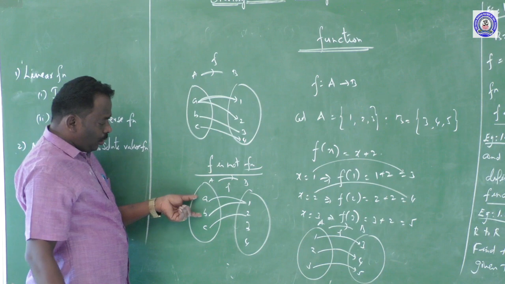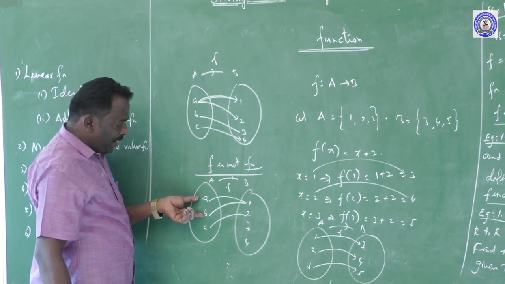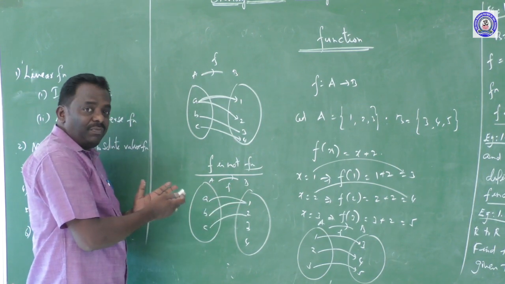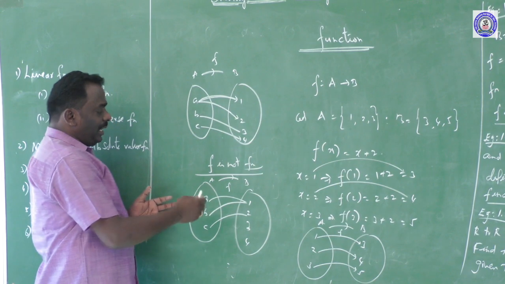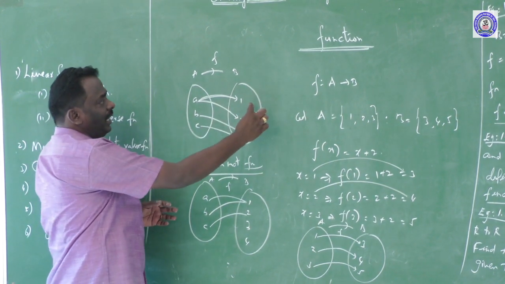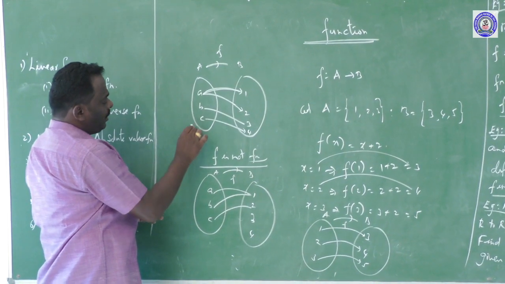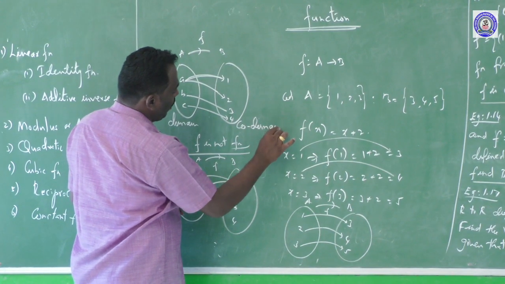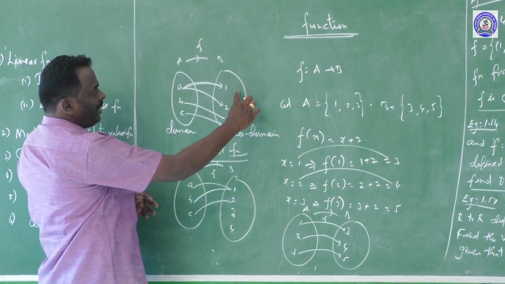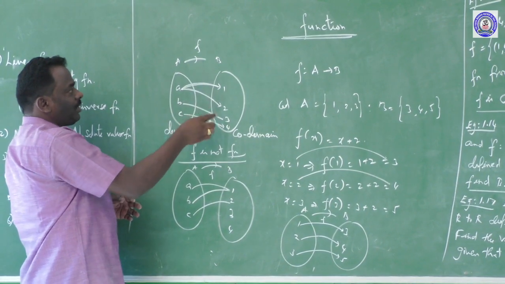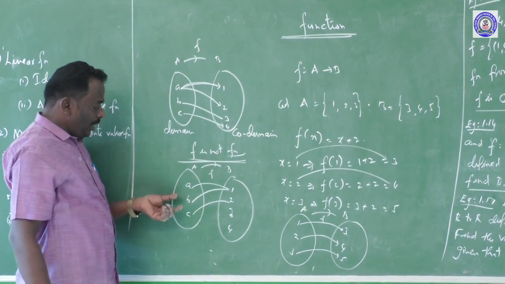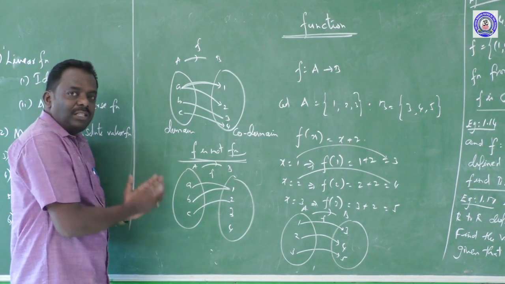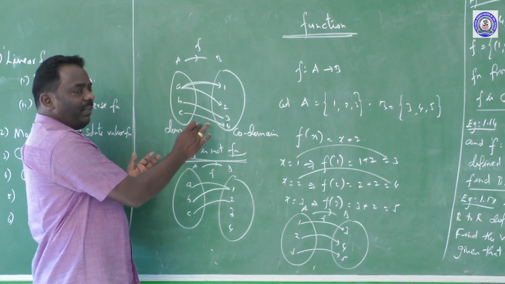Now, if two elements of set A have the same image in B, we can say it is still a function. Here there are two parts: the first one is called the domain and the second one is called the codomain. If two elements in the codomain have the same image in the domain, it is not a function. But two elements in the domain having the same image in the codomain can still represent a function.